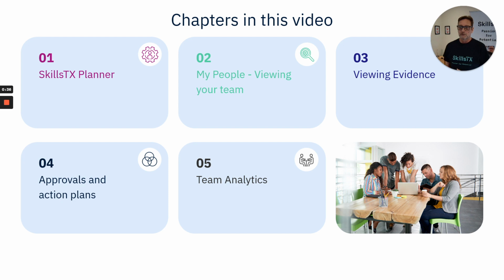So we're going to start with a little bit of an overview of the SkillsTX planner, just the high level view of it, but then we're going to dive into the leadership aspects, which is an option called My People and the ability to view your team, the ability to view evidence, which is often a good idea if you're then going to approve and oversee someone's action plans. So approve their profile and collaborate on their action plan against their career development.